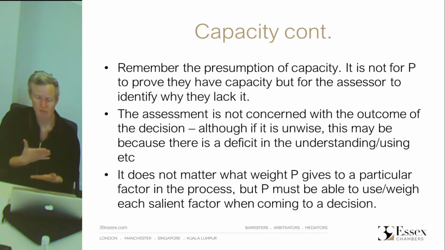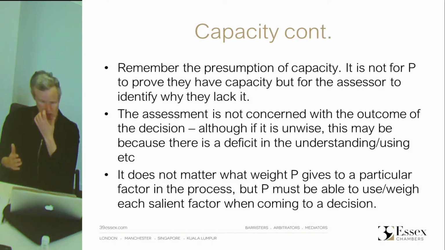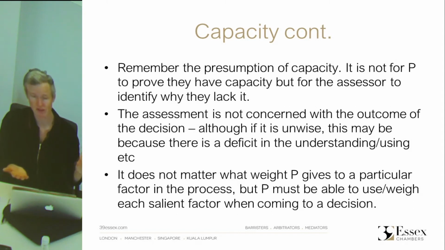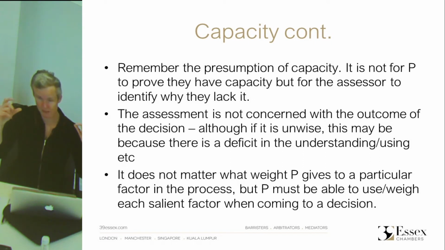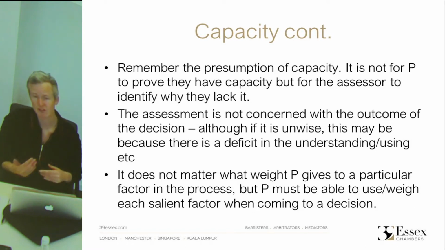So, somebody may make consistently unwise decisions, but that does not mean that there is a deficit in their ability to understand, etc. As long as they are able to understand all the relevant information and use or weigh it, it doesn't matter whether they give no weight to a particular factor that 99.9% of the population would put at the top of the list for most important factors. So, for example, wanting to stay alive, if you're talking about medical treatment. As long as the person understands that if they don't take the treatment, they will not stay alive, it doesn't matter if they give no weight to it.